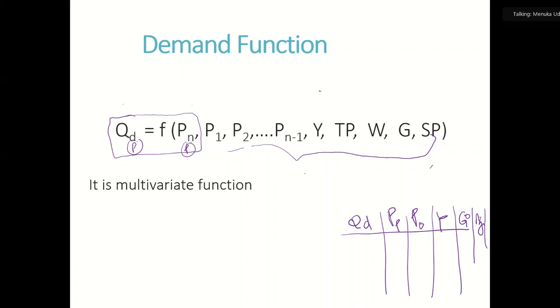But just because we are learning the first principles of economics, for our convenience, we assume that all these factors are fixed or constant. We will look at the quantity demanded for potatoes as a function of the price of potatoes.